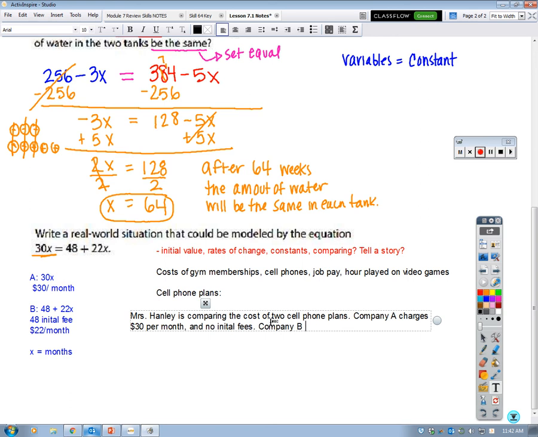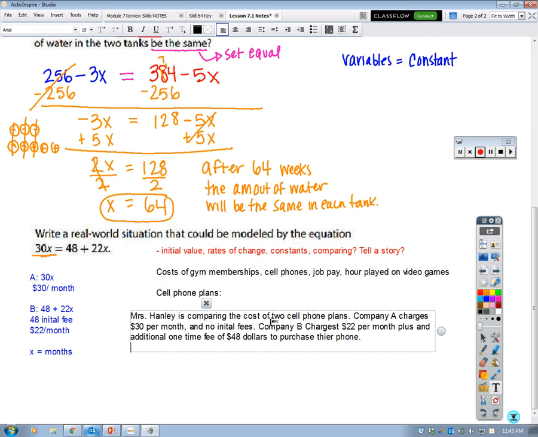Company B charges $22 per month plus an additional one-time fee of $48 to purchase their phone. So maybe they require that I use their phone.